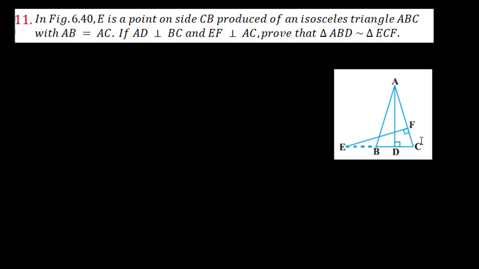EF is perpendicular to AC. We have to prove that triangle ABD is similar to triangle ECF. Triangle EC, here E, then C and then F. Okay. Now in these two triangles you can see that angle D and angle F, they are 90 degree. That is okay. Then what else I can have in this triangle?